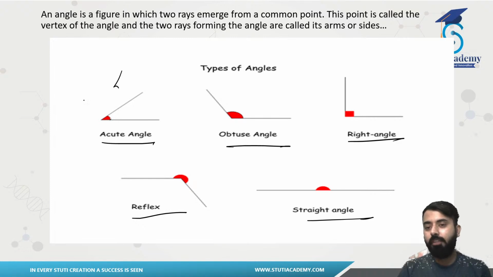Acute, you guys see, if I just draw a perfect 90-degree angle, it should be looking like this. Now guys see, this is less than 90. So obviously acute angles are always less than 90. So any angle x can be acute if it is less than 90.